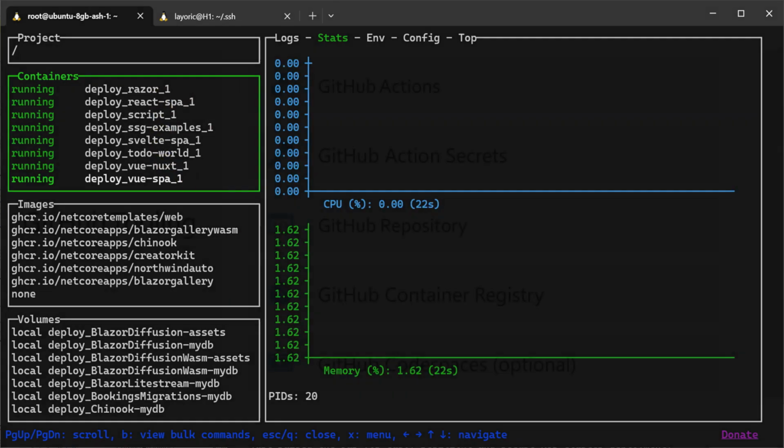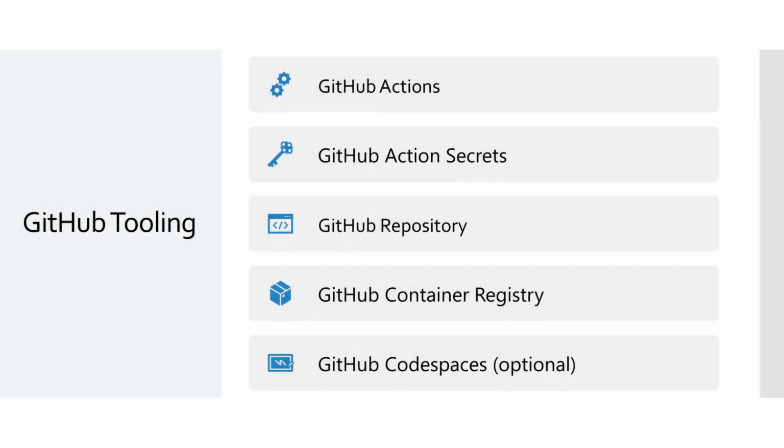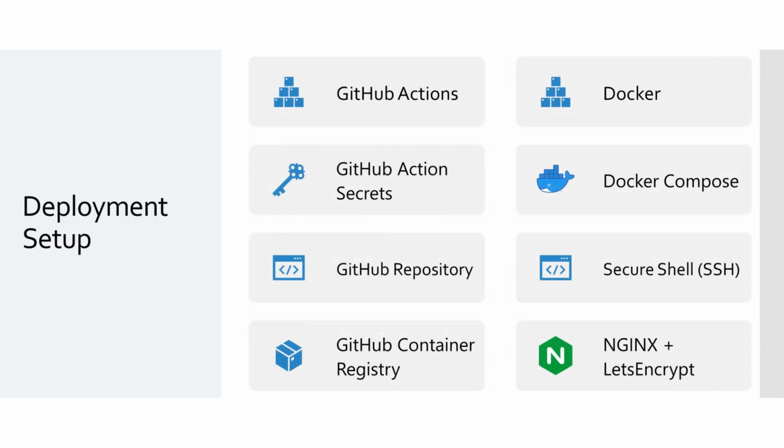So to summarize what we've done in this video is we have taken all the great tooling available to us by using GitHub for our repository and configured a repeatable deployment pipeline that can be used for any web application that we can Dockerize. This is then deployed to a Linux server via fundamental tools like SSH and Docker Compose.